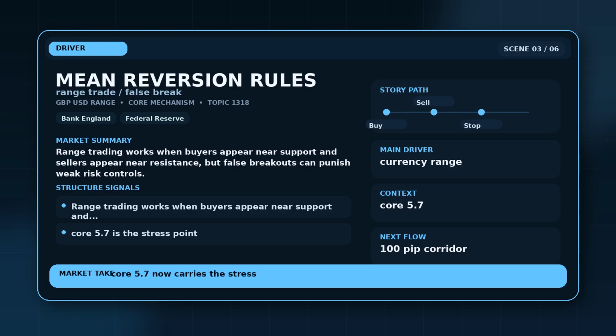The structure matters because range trading works when buyers appear near support and sellers appear near resistance, but false breakouts can punish weak risk controls. That is the working engine behind the GBP USD range, and it explains why the event cannot be read only as a surface move. In this case, the mechanism connects 1.275 resistance with the 100 pip corridor.